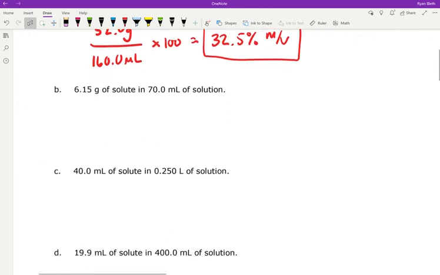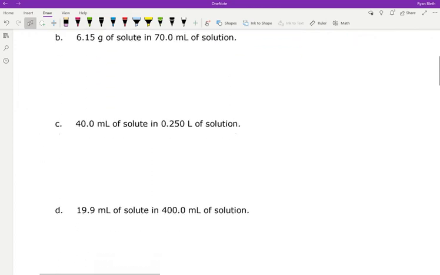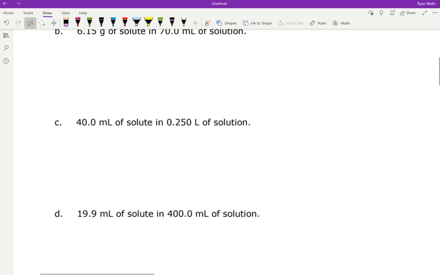Let's take a look down here at letter C. 40 milliliters of solute, and then it gives us 0.250 liters of solution. Milliliters and liters don't quite go together, right? Milliliters are small units, liters are larger units. So we want to make sure those units match up. It's still going to be solute over solution. So I'll take 40 milliliters of solute and put that on the top. And then for solution, 0.250 liters.